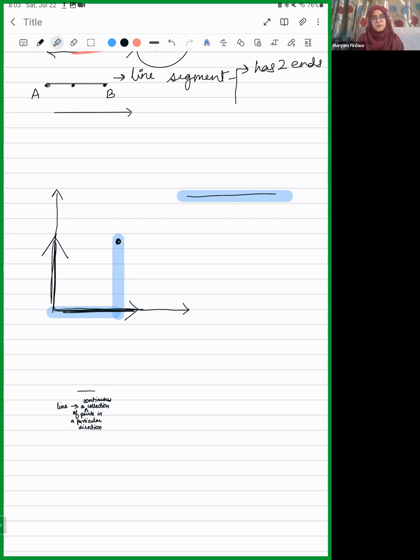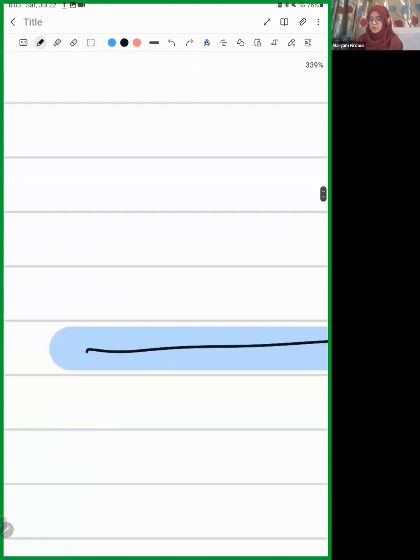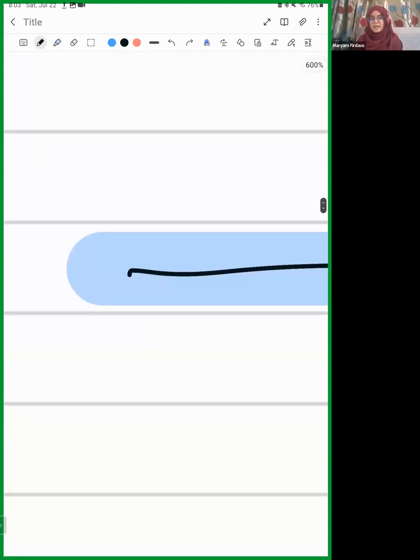200. 200. Why not 300? Ma'am, it will be infinite. Yes, exactly. The number of points on a line segment is going to be infinite. You cannot count the number of points. You know why? Because if you want to count the number of points, you keep on zooming in, keep on zooming in, keep on zooming in. You will not be able to exactly tell which one is a point.